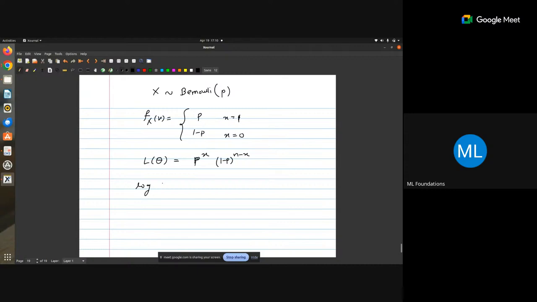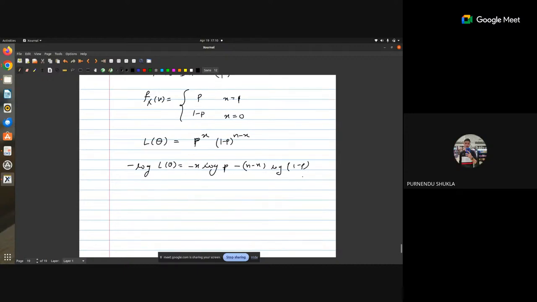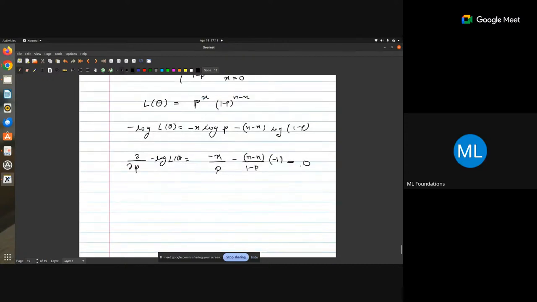So what is the log of theta? Basically x log p plus n minus x log of 1 minus p; we will take the negative, minus x log p minus n minus x log 1 minus p. Fine. Now we differentiate with respect to theta, or with respect to p here. So this will be minus x by p minus n minus x by 1 minus p into minus 1, and that I have to put to 0.